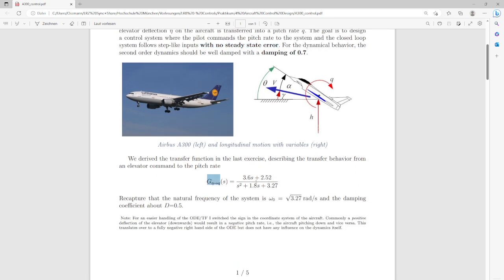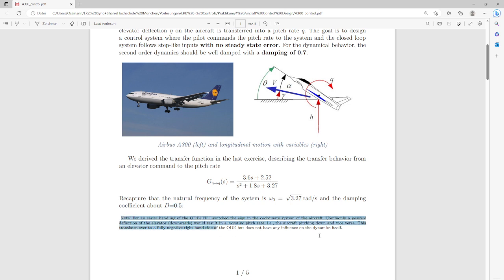Okay, here's a recap of what we just had: the dynamics, our transfer function, which we have now analyzed. We have an Eigen frequency of 1.8 and a damping of 0.5.